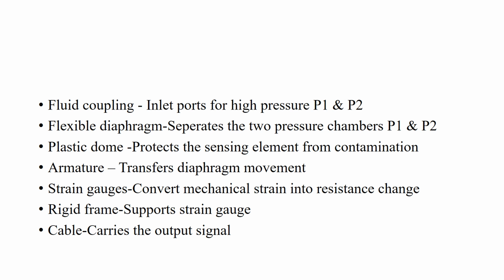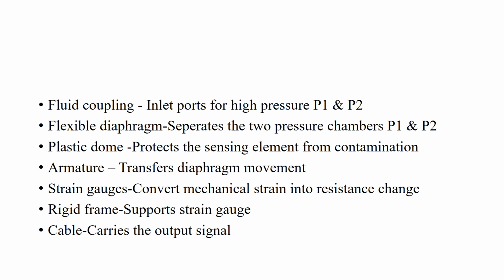The next one, flexible diaphragm. It is used to separate the two pressure chambers. Actually, this flexible diaphragm is a thin elastic membrane that bends or moves when pressure is applied. That means it changes its shape when pressure acts on it. But in differential pressure transducer, it separates two pressure chambers. When it separates, there is a pressure difference. The diaphragm deflects. This movement is used to produce an electrical signal.